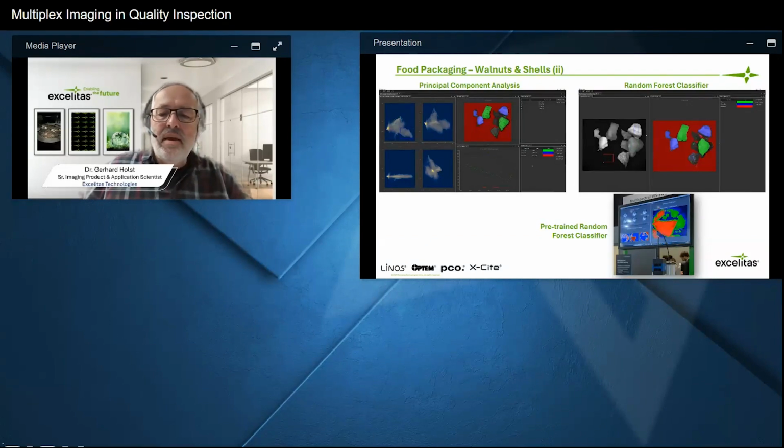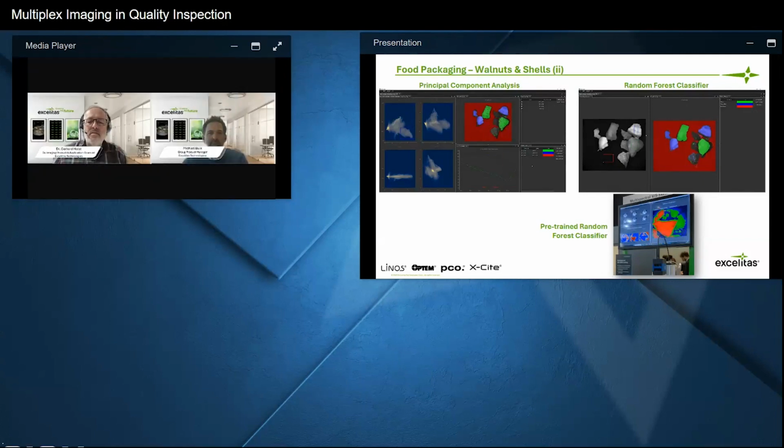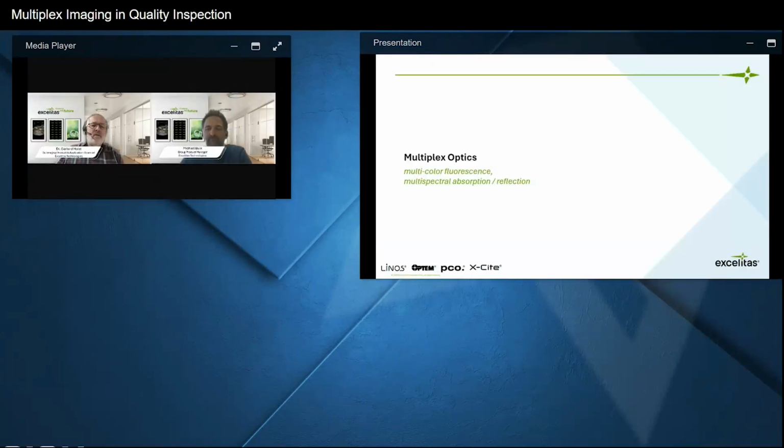multispectral image stacks. Now I'm finished with my part, and I would like to hand over to Michael to do the multiplex optical part.